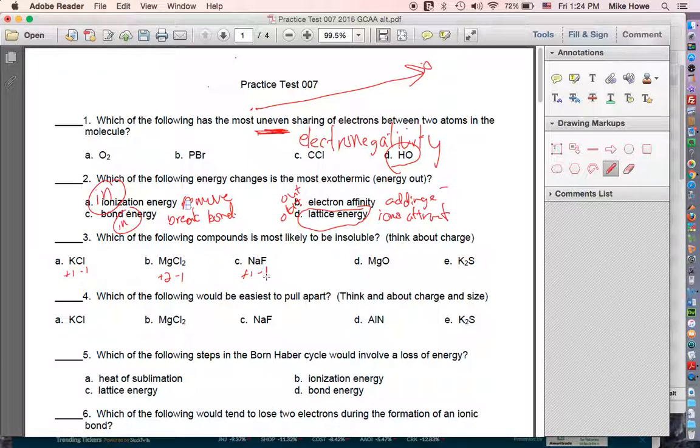Sodium's +1, fluorine's -1. Same kind of logic on all these. You go by the valence electrons. +2, -2. Oxygen has 6 valence electrons, so it has room for 2 more. That's why it's a -2 charge. And potassium is +1, -2.